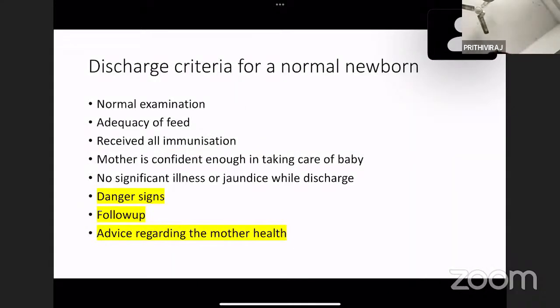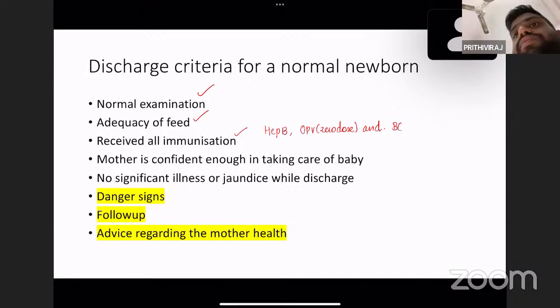So, what are the discharge criteria for a normal newborn? There must be a normal examination, adequacy of feed, and all immunizations received, that is hepatitis B, OPV zero dose, and most importantly, BCG. The mother is confident enough in taking care of the baby. There is no significant illness or jaundice at discharge.